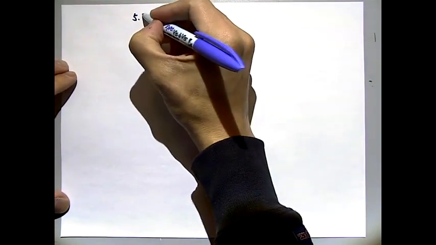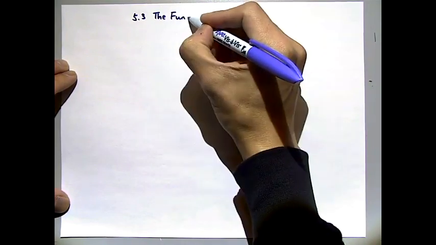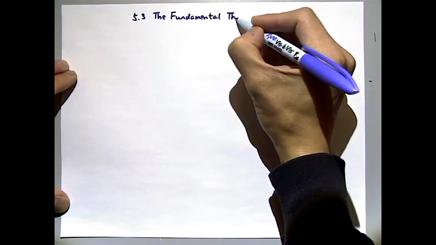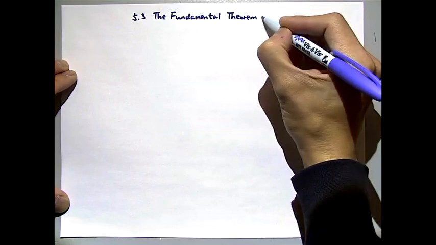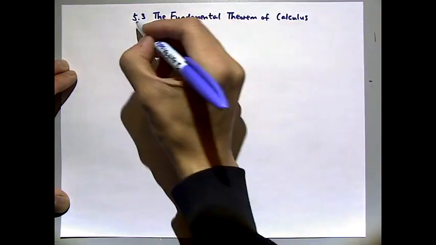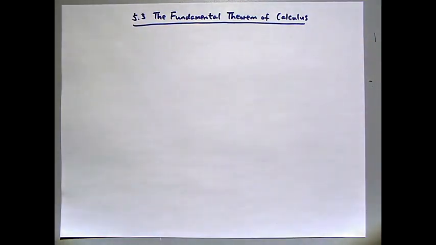Okay, so we're going to be looking at section 5.3. The topic is the fundamental theorem of calculus. This is where we tie things together, how derivatives and antiderivatives are connected and how they're connected to the slope, the area, and all those things.